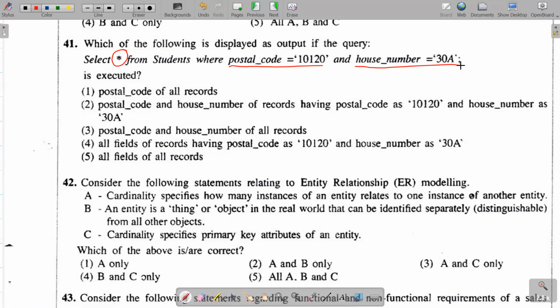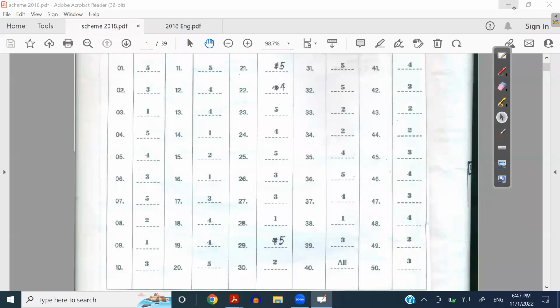Not only postal code and house number. දෙවෙනි එක කියන්නේ postal code and house number එකයි විතරයි ගන්න. Third one, postal code and house number of all records. No, හැම එකේම postal code එකයි house number එකයි නෙවෙයි. This isn't it either. All fields of records having postal code as 10120 and house number as 38. Yes, this is the correct answer. Not all fields of all records. So for the 41st, the fourth one is the answer.